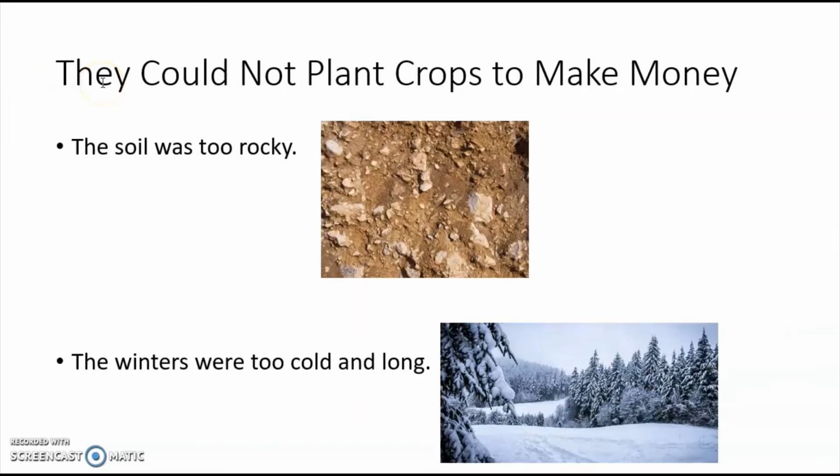So in New England, they were trying to make money, right? They sailed from England and then they went to North America and they went to New England, right? So they could not plant crops to make money. That means they couldn't plant like corn and beans. They couldn't do it. Why? Because the soil was too rocky. Look at this. Lots of rocks. Can you plant in that?